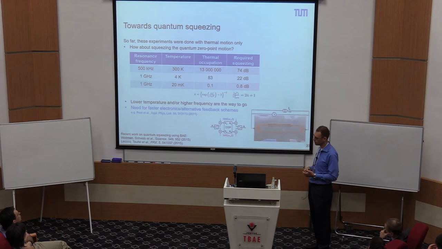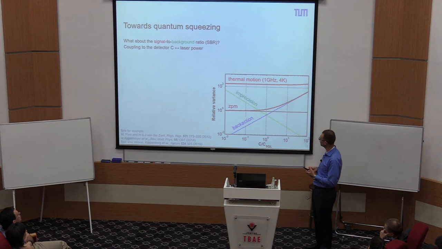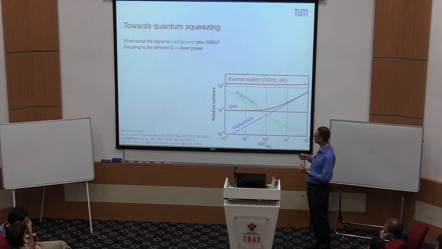So here we have a little bit complicated figure, where we plot now the relative variance. We actually plot the strength of our detection. And when I say strength of the detection, you can think of that as the power of our laser. So if we have a very weak laser, then we will have a lot of imprecision noise because we will not be able to do very good readout. So in this case, we have lots of imprecision noise. And when we increase the amount of laser, you see the imprecision noise goes down. We can resolve smaller and smaller motions.